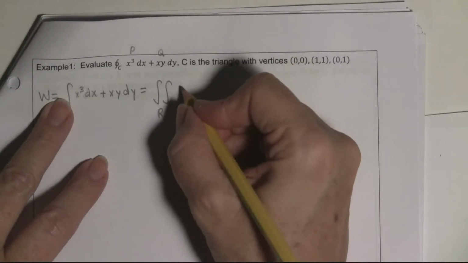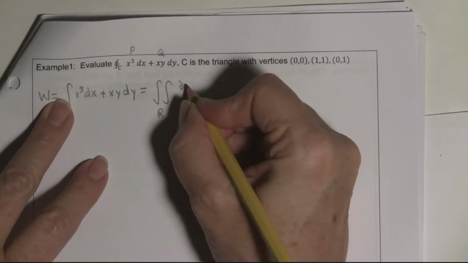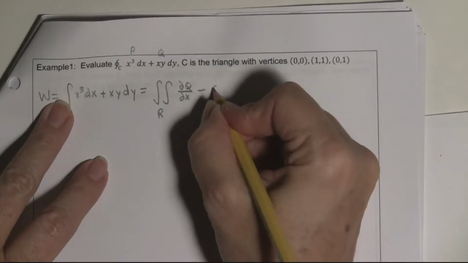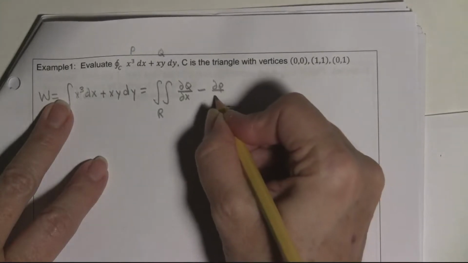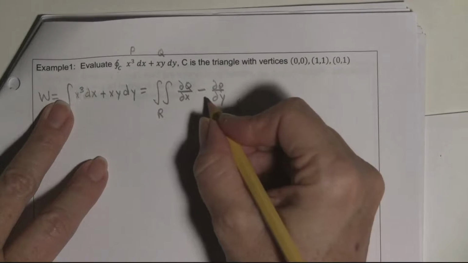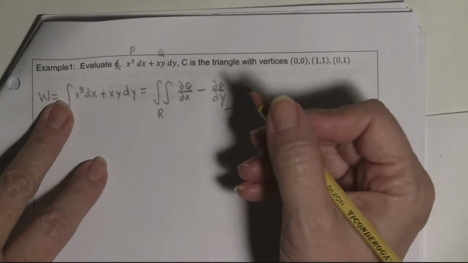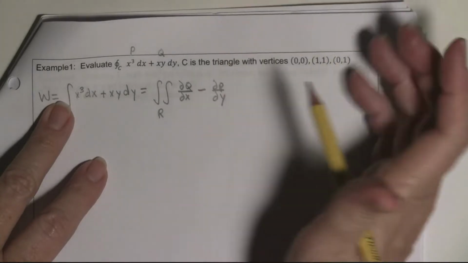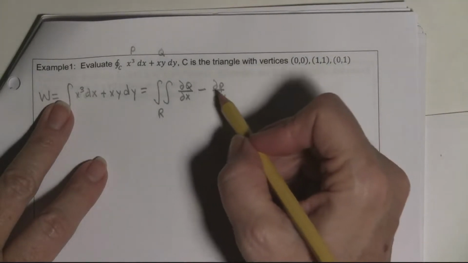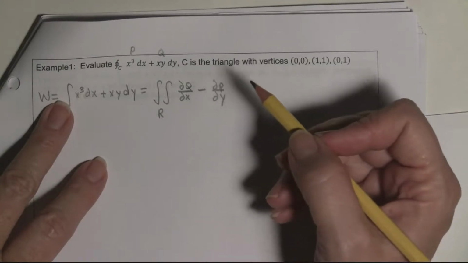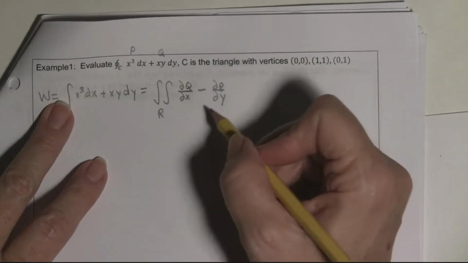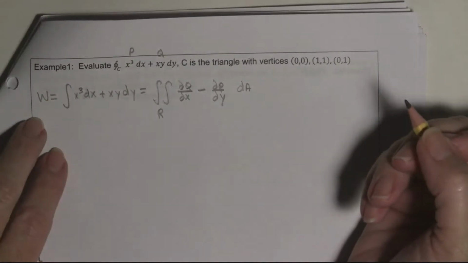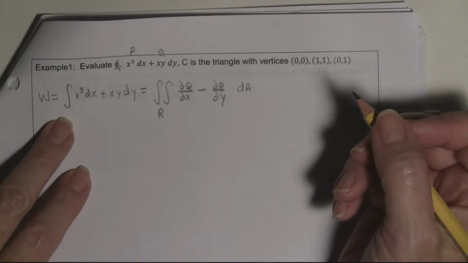And remember that it's the partial of Q with respect to x minus the partial of P with respect to y. Remember that when we were showing something that was conservative, if they were equal to one another, then it was conservative. So we have this dA. So that's Green's theorem, right? And so I do want to find those pieces.